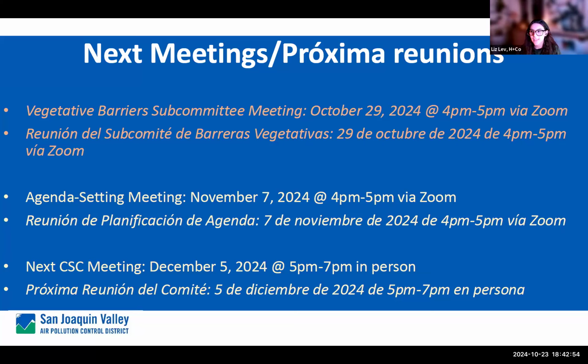So as you've heard, there is a vegetative barriers subcommittee meeting happening on Tuesday of next week, October 29th, from 4 to 5 p.m. via Zoom. Then we'll have our agenda setting meeting, and that'll be in another week or so, so not our usual week following the CSC. So that'll be on November 7th at our usual 4 to 5 p.m.